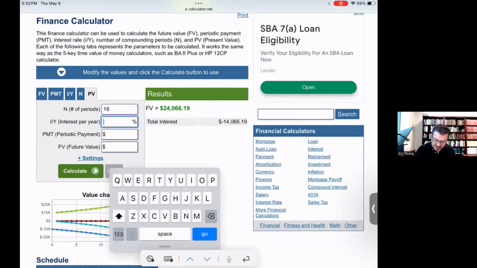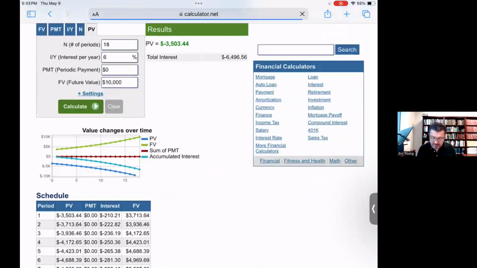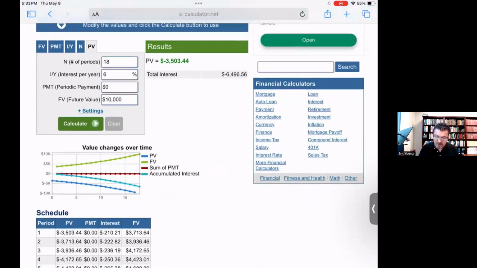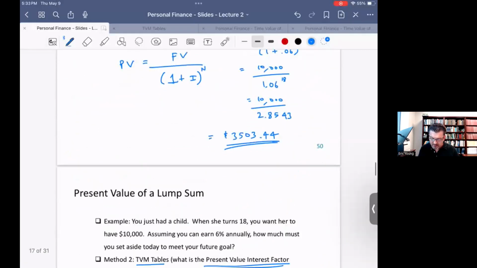We know that our interest rate is 6. This is not an annuity, so we're going to have a 0. And we know that we want to have $10,000. I'm going to leave that as a positive number because we want to be able to pull that out. We hit calculate. And there we go. $3,503. Notice there's a negative sign on that because that implies that we have to put out 3503 today. That's the negative sign to bring it back in. So there we go. 3 different ways to do it, and we did it.